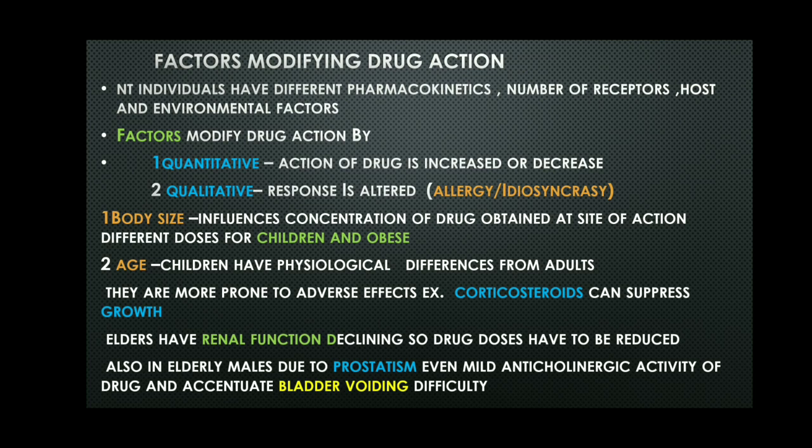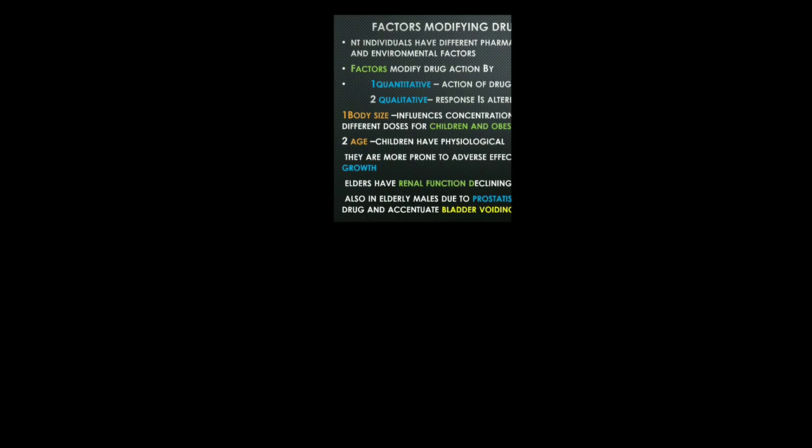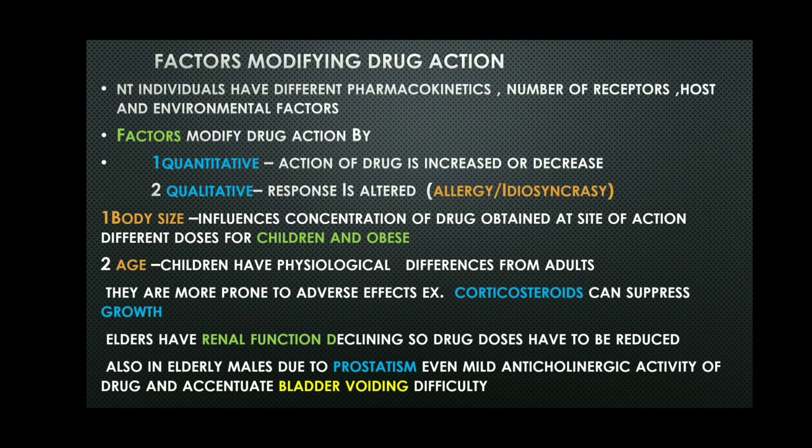Now a very big topic but an important one, factors modifying drug action. So what are we having here? There are many factors which modify drug action, okay? Some of these are obvious, some are new to us. So let's see what they are and how they influence. Individuals have different pharmacokinetics, number of receptors, host and environmental factors. We all know that different individuals have different factors working in their body, right? So different pharmacokinetics, a different number of receptors, and many different things, okay?